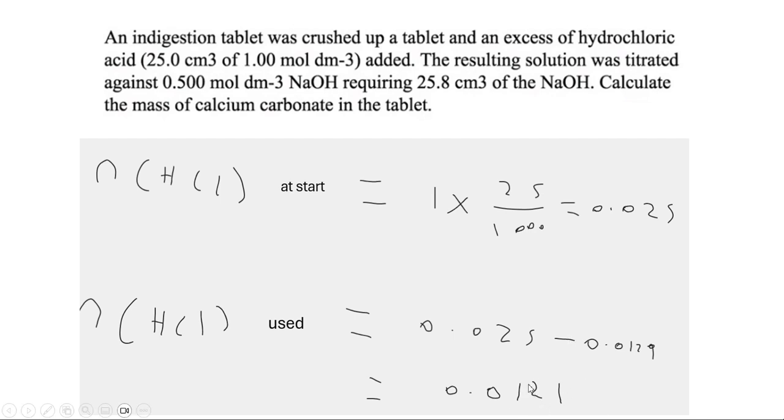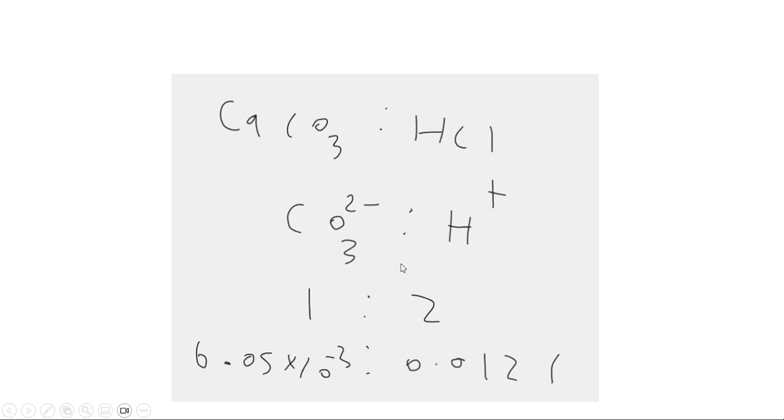So now that I know how much was actually used, I can see how much calcium carbonate there was, because I know it reacted with that. So again, using the same techniques with CaCO3 and HCl, I want to know what the relation is. Easy. So CO3 is what ion? 2 minus. CO3 is 2 minus, and acid is H plus. So that means I need two H pluses to neutralize the CO3 2 minus. So it's a 2-to-1, 1-to-2 ratio.